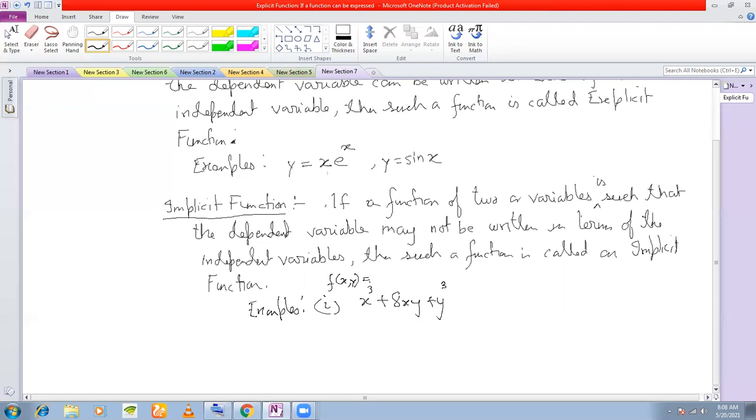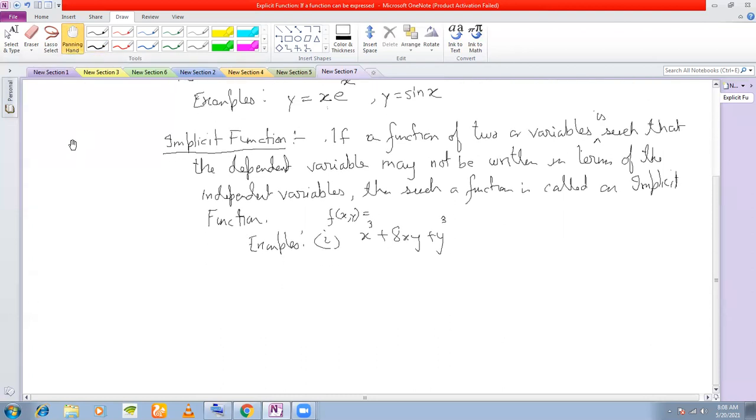You can make any variable dependent and any variable independent, depending on your choice. If you can write x in terms of y, then x becomes the dependent variable. If you can write y in terms of x, then y becomes the dependent variable. Such functions are called implicit functions, where you cannot write y is equal to something in x.